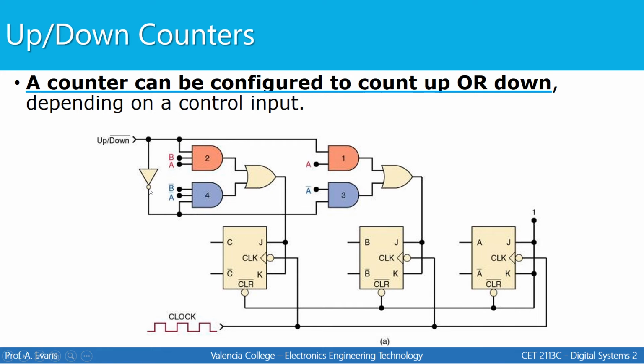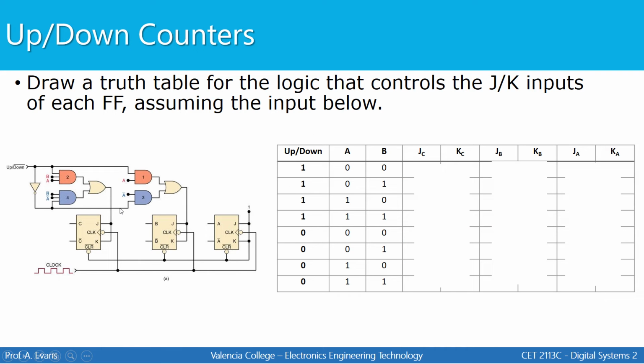So for the first example, what we're going to do is analyze this counter and understand how it can be controlled to count up or count down. So we're going to begin with a truth table where we complete the inputs for each J and K inputs for all 3 flip-flops. And we're going to start with flip-flop C.